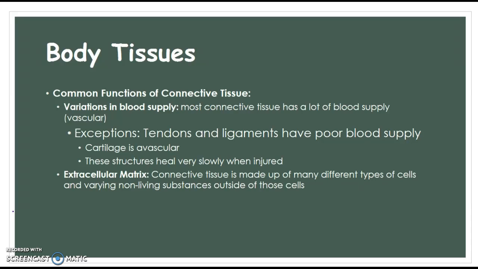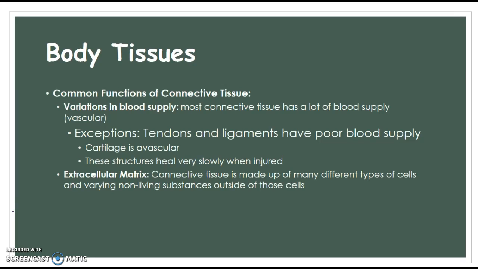So a lot of times when you tear a tendon or a ligament, like your ACL would be a ligament in your knee, you have to get it surgically repaired because it's not going to heal itself, because it has poor blood supply. Connective tissue also has something called an extracellular matrix.